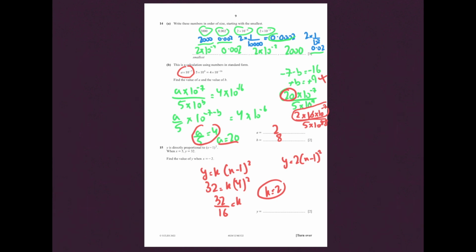Now, we need to find y when x is what? 2 minus 2. So minus 2 minus 1 whole square. 2 minus 3 whole square क्या होता है? 9. My answer will be 18. Got this?